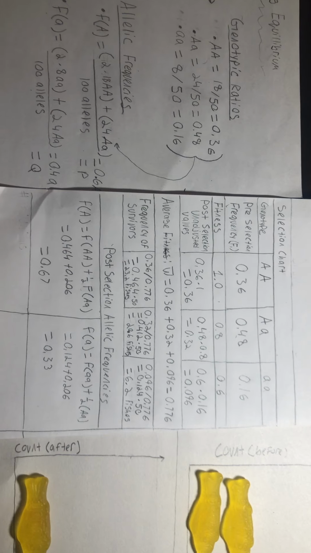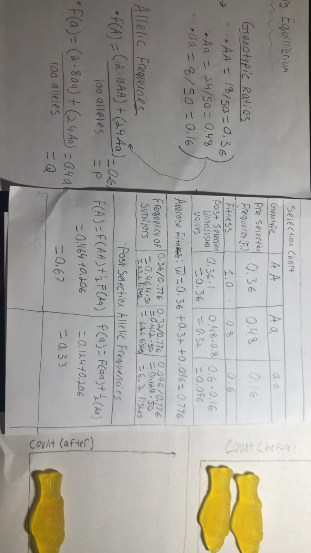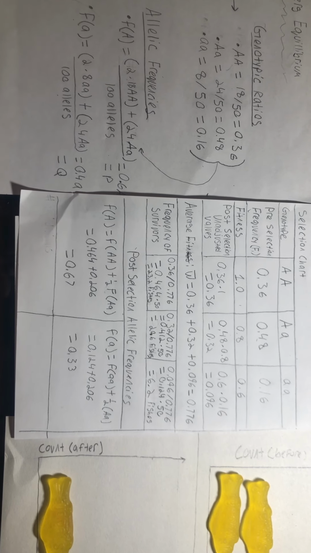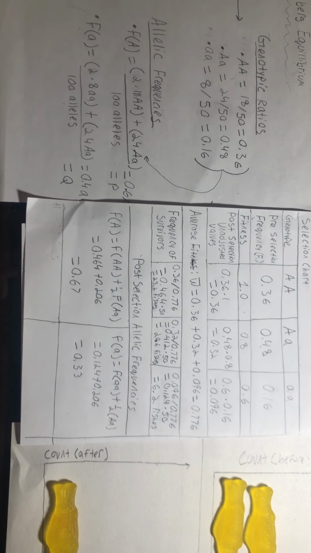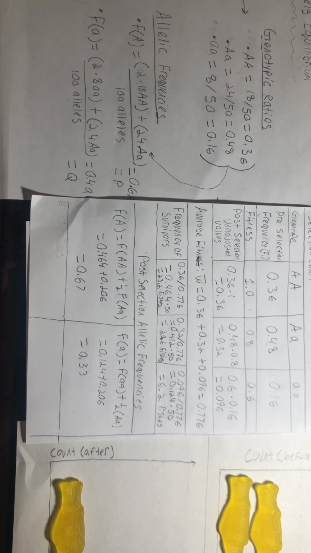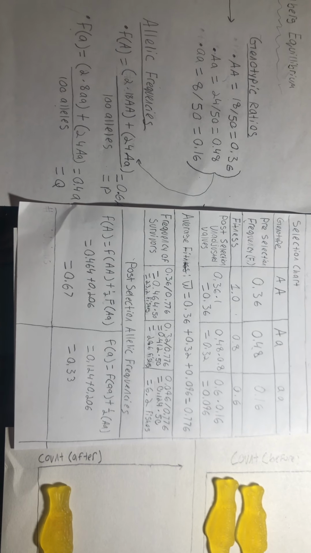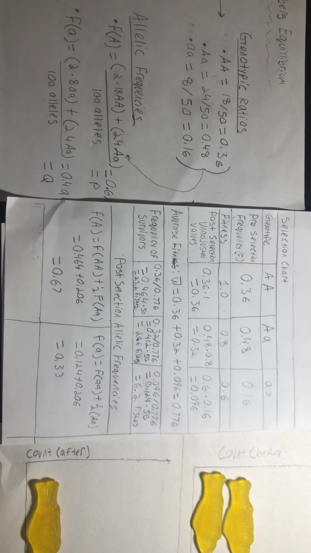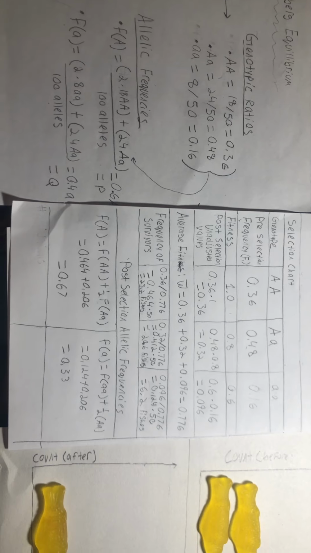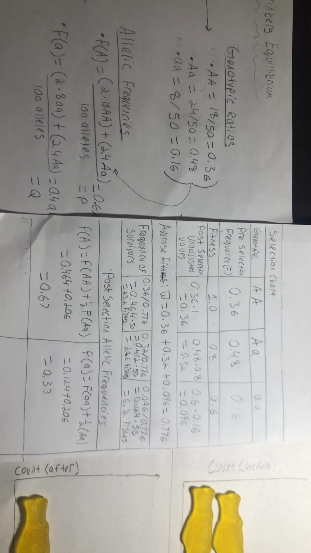In order to determine the genotypic ratio, we would first need to take the pre-selection frequencies of each genotype and multiply by their respective fitness, which yields us unadjusted post-selection frequencies. Next, we would divide these unadjusted frequencies by the average fitness, which can be calculated by taking the sum of the unadjusted frequencies. The resulting values are the frequencies after selection occurs of each genotype, which we use to determine the allelic frequencies after selection, as shown here.